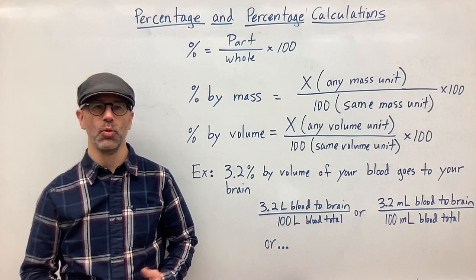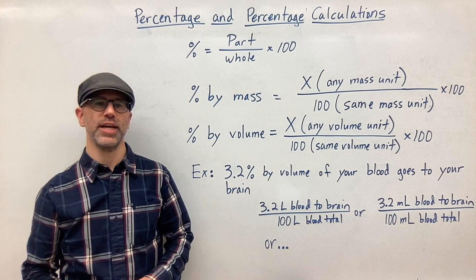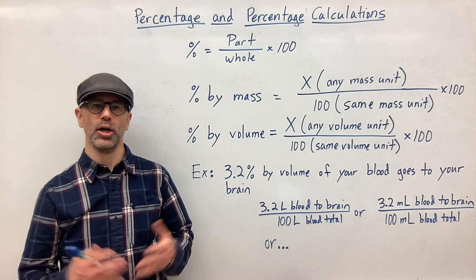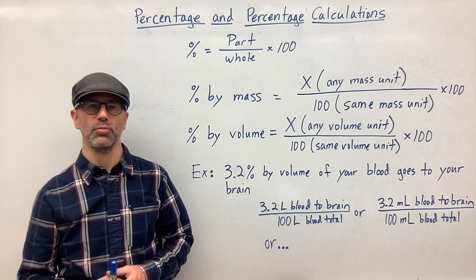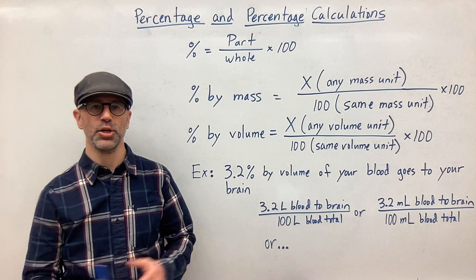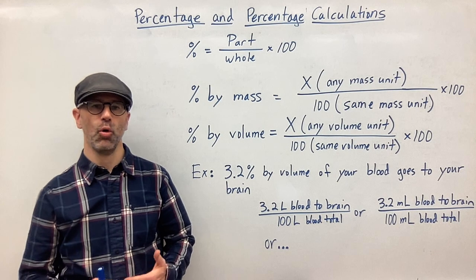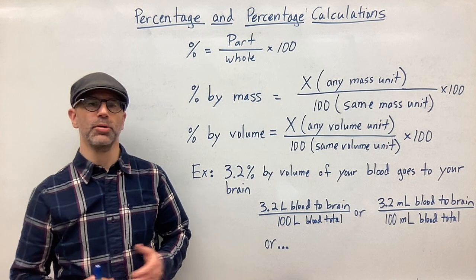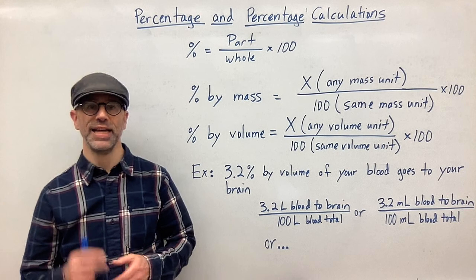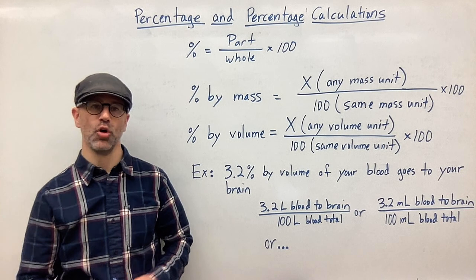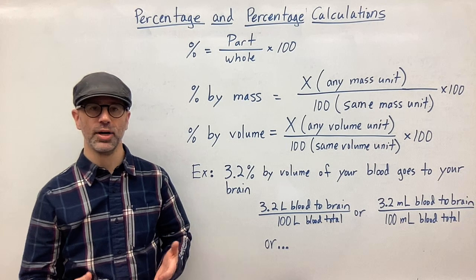So first you need to know what a percentage is. A percentage is where you take part of something, like part of a mass or part of a volume, or part of something you're measuring, and you divide it by the whole and multiply by 100. Percent means per 100. That's what the cent means, 100. So per 100 or out of 100.